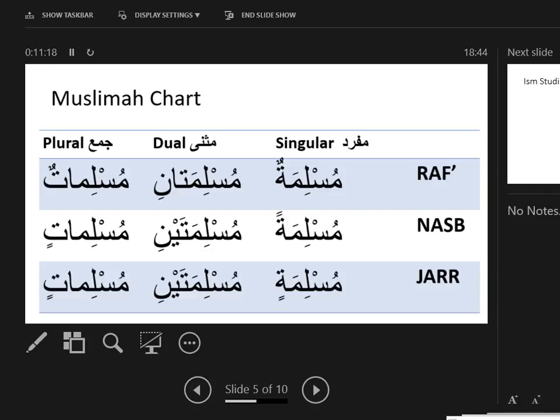That's students. It can be male or female, but the word itself uses the female gender. So there are several words that use the female gender, but the meaning may be masculine. But the way you write the word, it's feminine with the ta. But for now, you learn the Muslimah chart, okay?